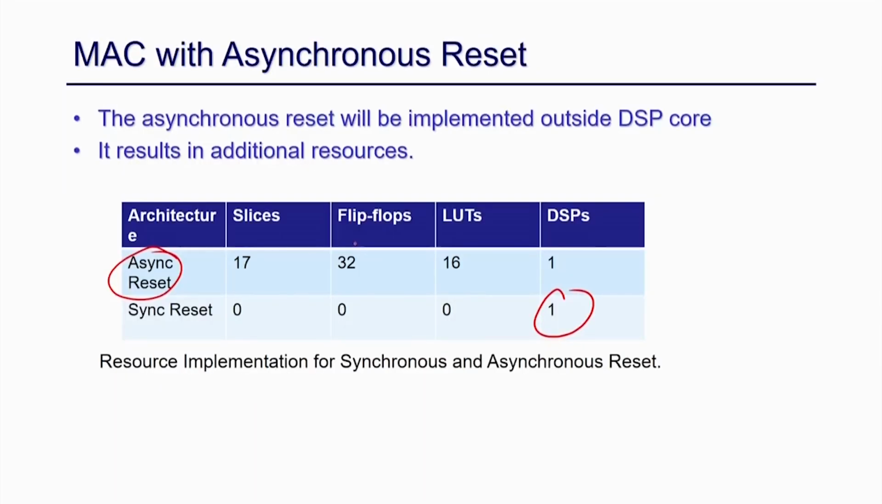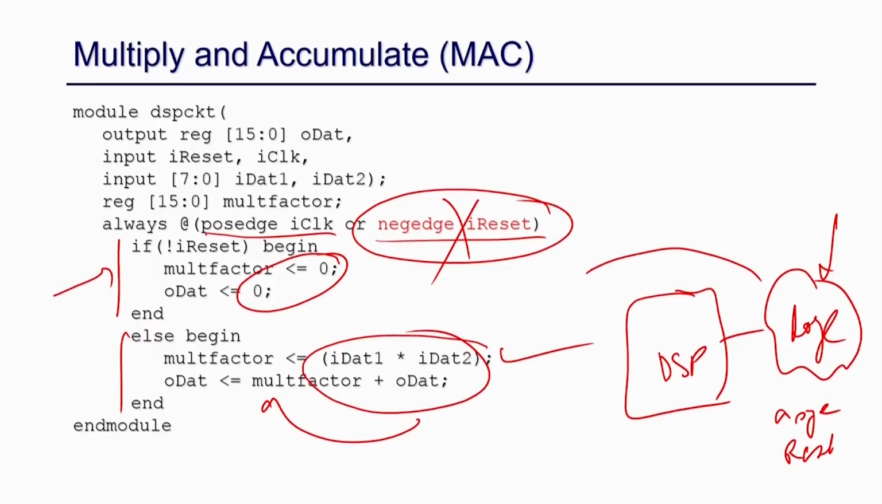I need 16 flip flops, because now some set of registers is required. I need 17 slices and 16 LUTs, and I need the DSP just to do the multiplication. This is the extra resource I need just to do this asynchronous reset. These are the kind of things that have an impact on area, and we should be aware of whether it is absolutely necessary to make it asynchronous.